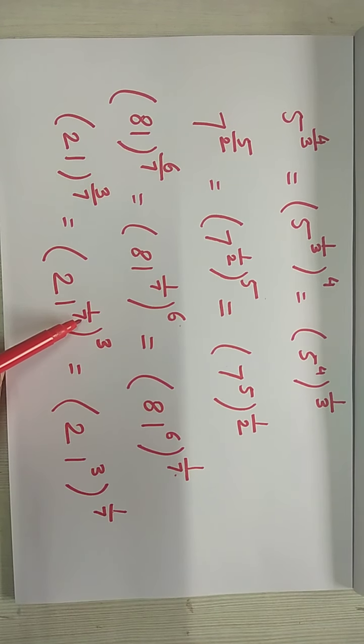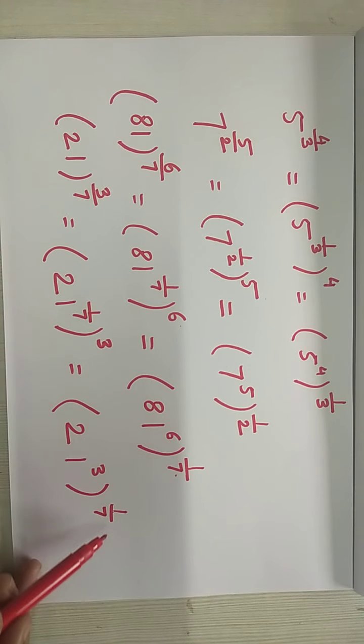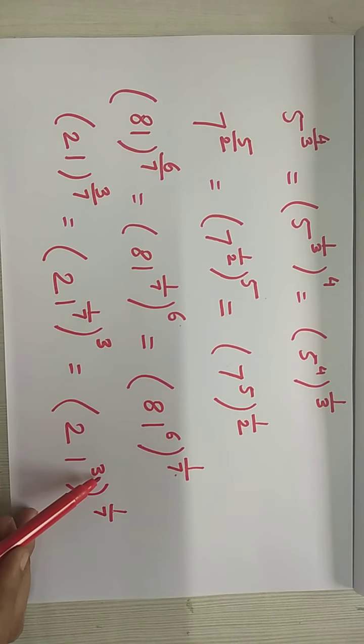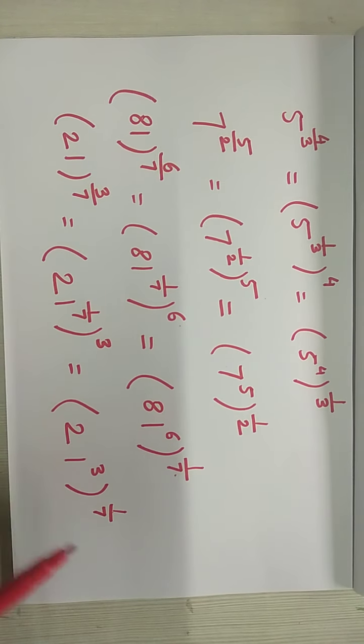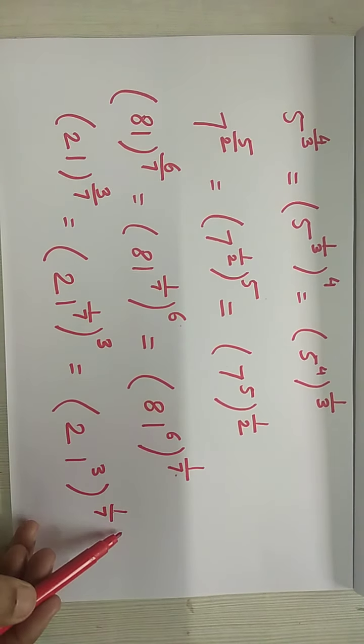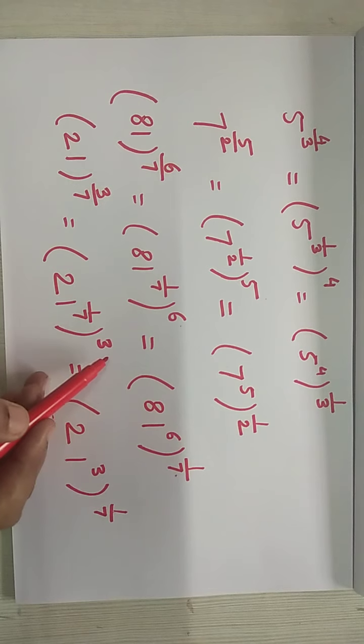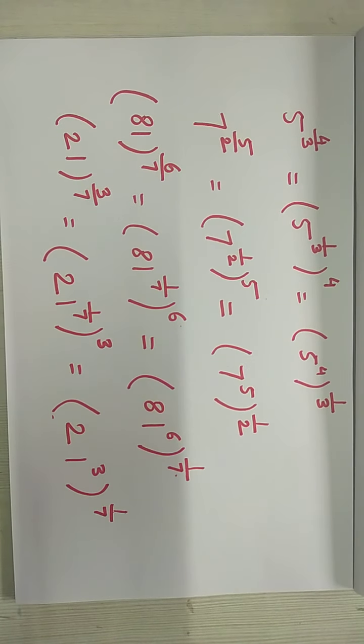Now how to read this? Cube of 7th root of 21. This will be 7th root of cube of 21. So this is power of root of 21, and this is root of power of 21. Remember children, you have to read from the outer side.